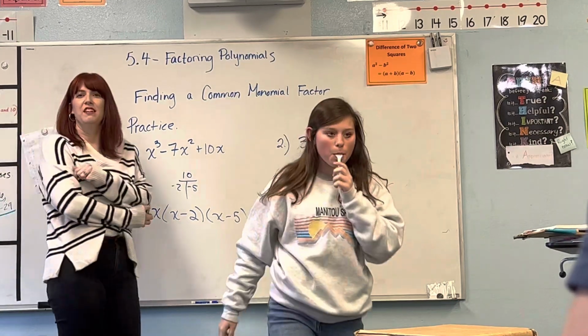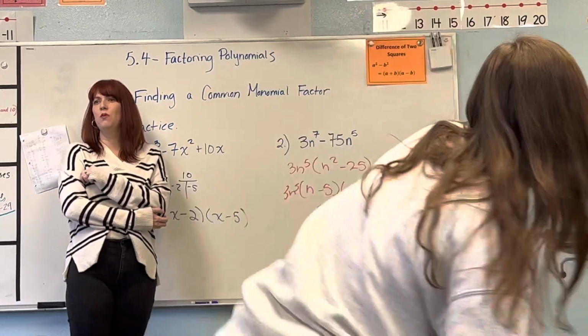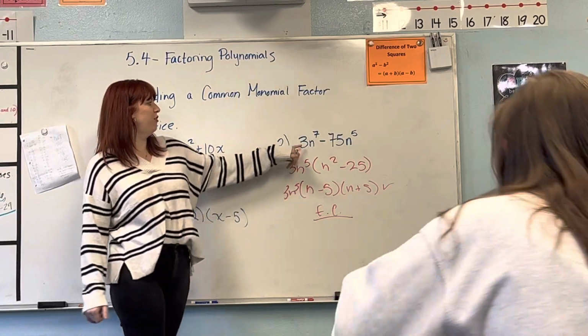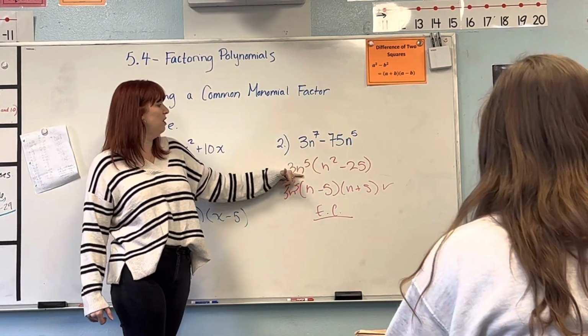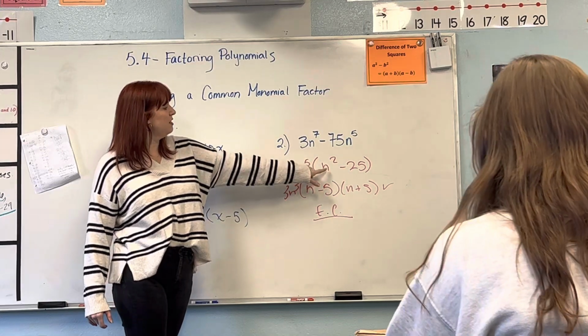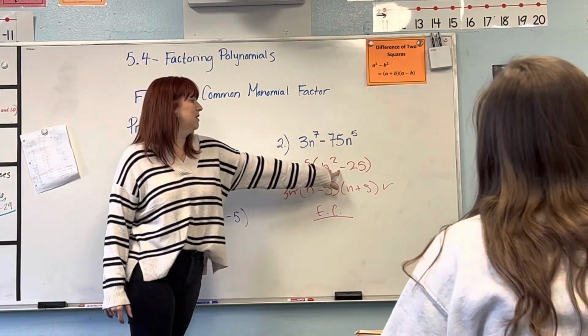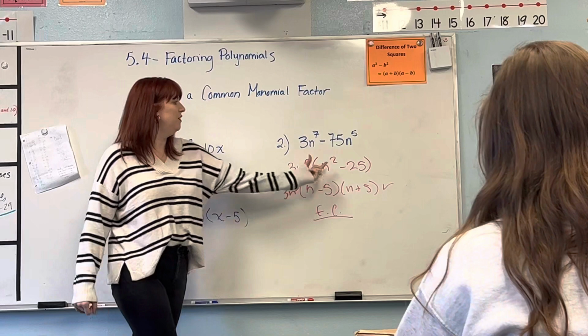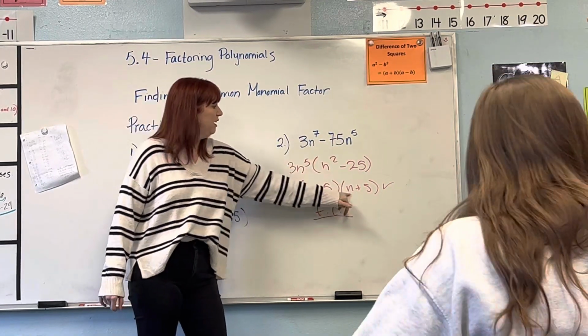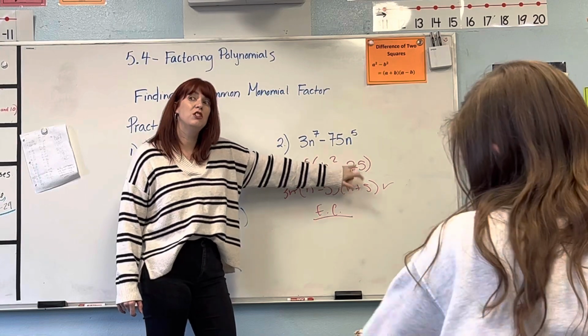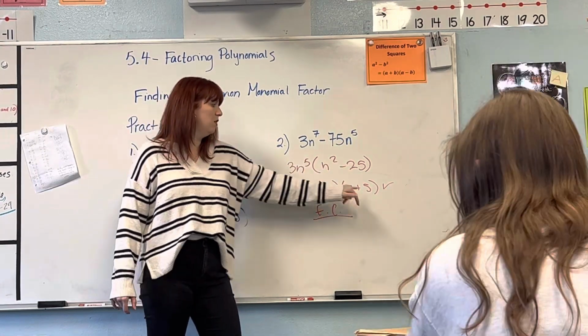Look here, if you didn't get this one, we had to divide by 3 and n to the 5th is the biggest one we could take out. So we got rid of all that. So all we're left with here is n squared minus 25. This is this pattern. So we split up the n and the square root of this, which is 5, right? 1 minus and 1 plus.